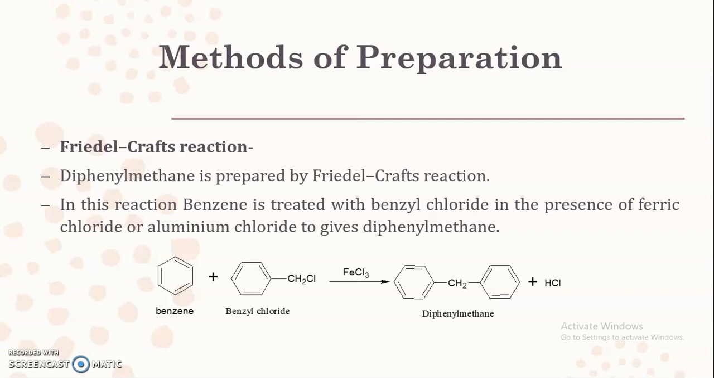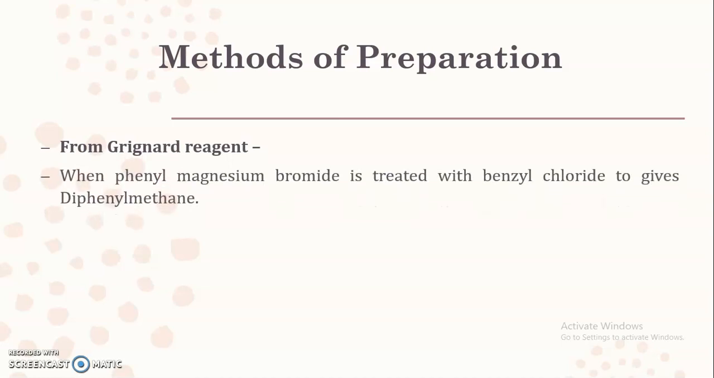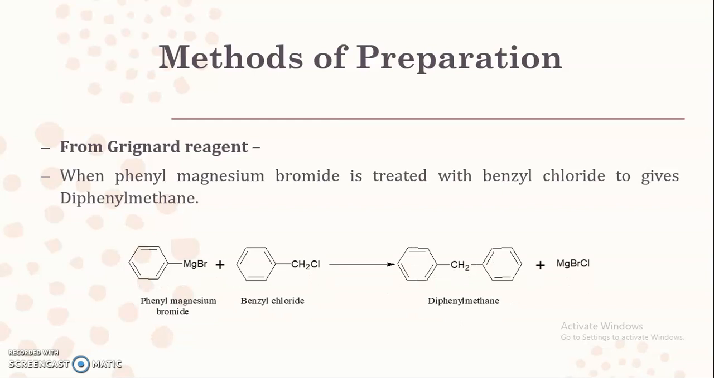That is the Friedel-Crafts alkylation reaction. Then the second method used for the preparation of diphenyl methane is from the Grignard's reagent, where phenyl magnesium bromide is treated with benzyl chloride, and it gives us diphenyl methane. Remember, here also we are going to use the benzyl chloride. One difference is that instead of using benzene, here we are going to use phenyl magnesium bromide, which is known as the Grignard reagent.